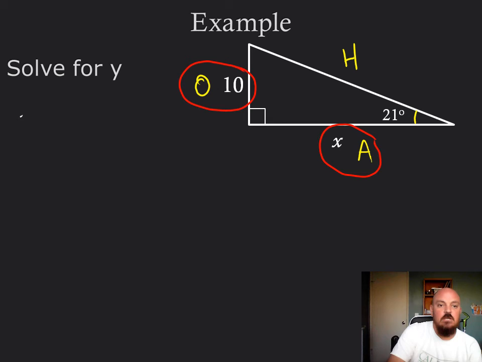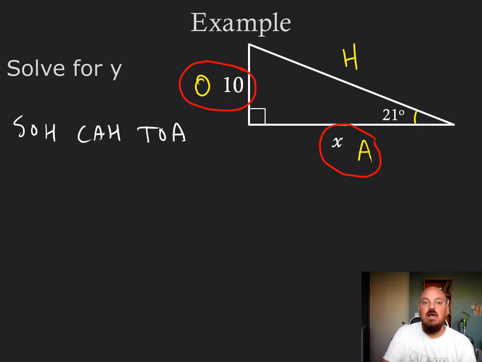So let's look at SOHCAHTOA again. Now this time I want to use the O and the A. That makes this one a tangent question. And that's the decision every time. Look at the triangle, ask yourself, what side am I trying to find? What side do I already know? From SOHCAHTOA, which trig function do I use?